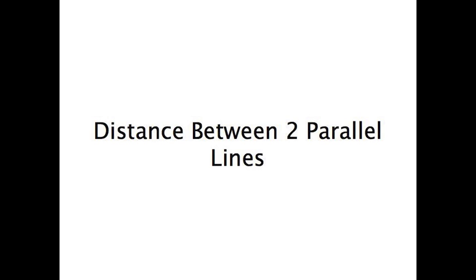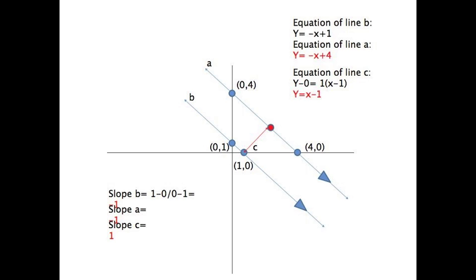The trickiest part of the chapter is finding the distance between 2 parallel lines. Here, we have 2 parallel lines. The shortest distance between them is the line perpendicular to them. We need 2 points to find this distance.